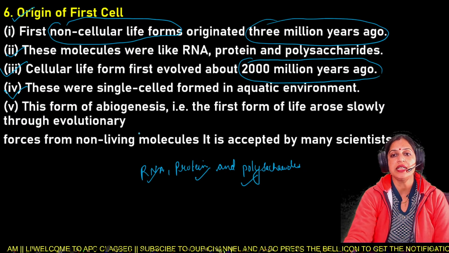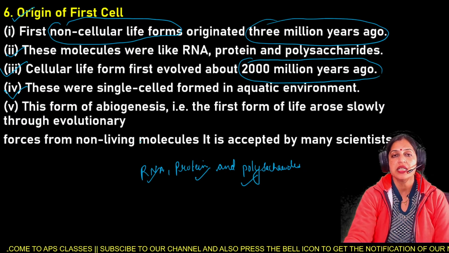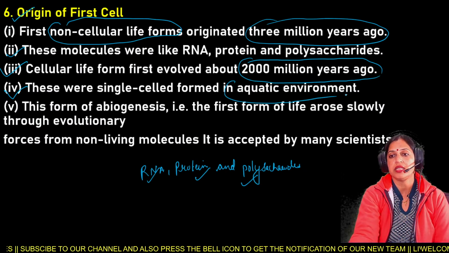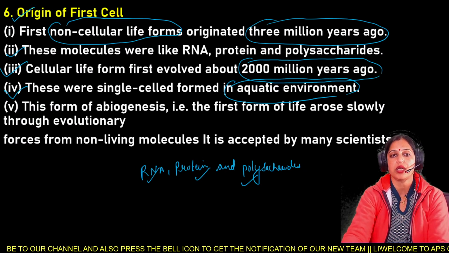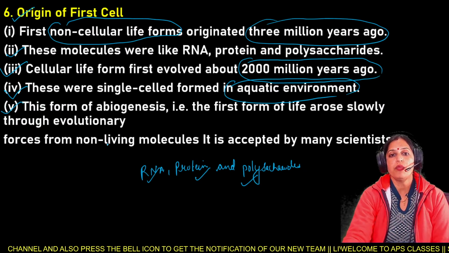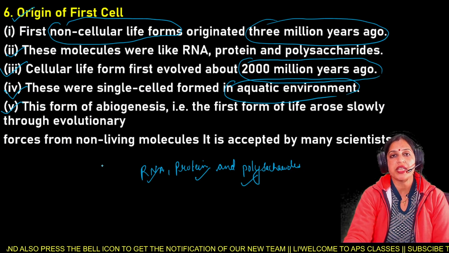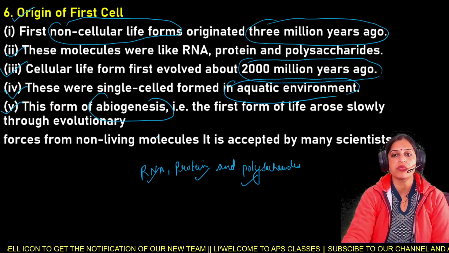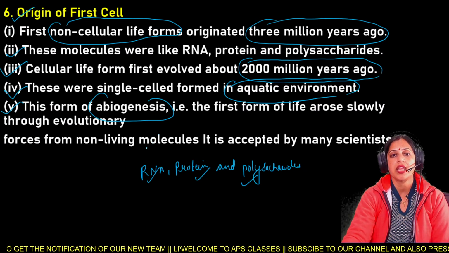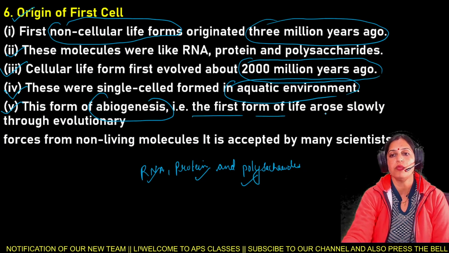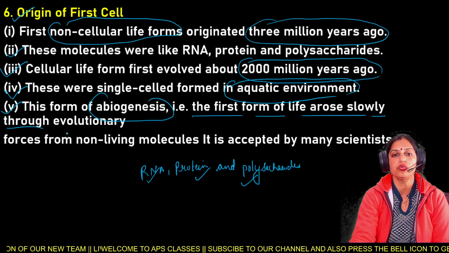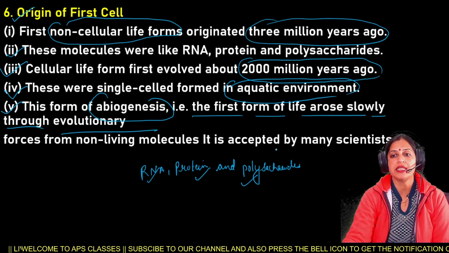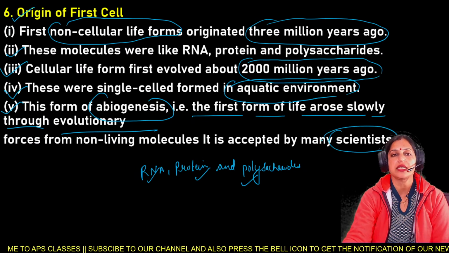These cells were single-celled and formed in the aquatic environment. This is abiogenesis. Abiogenesis means that the first form of life arose slowly through evolutionary forces from non-living molecules, and it is accepted by many scientists.